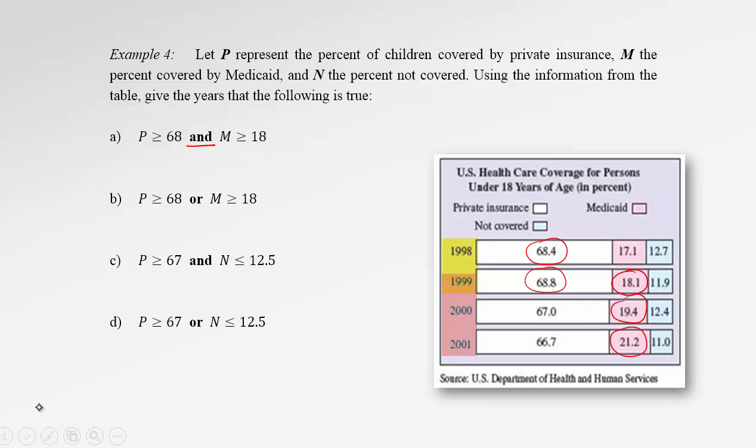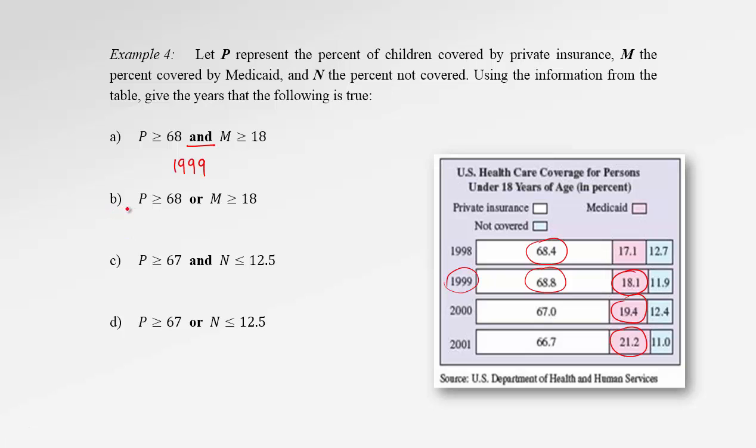Okay, so we have the situation. First set is composed of these 2 years, and the second set is composed of these 3 years. So since the connecting word is and, we're looking for intersection of these two sets, which means just 1999. Therefore, the answer is 1999. Only this year satisfies these two conditions.